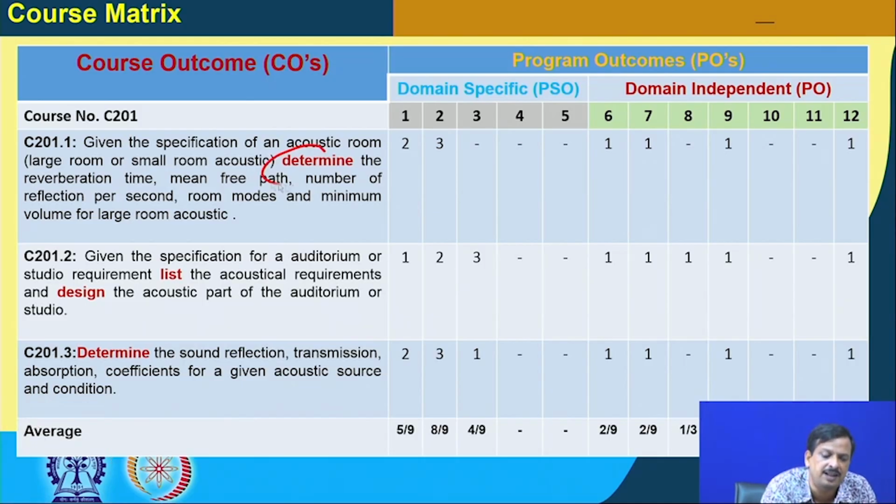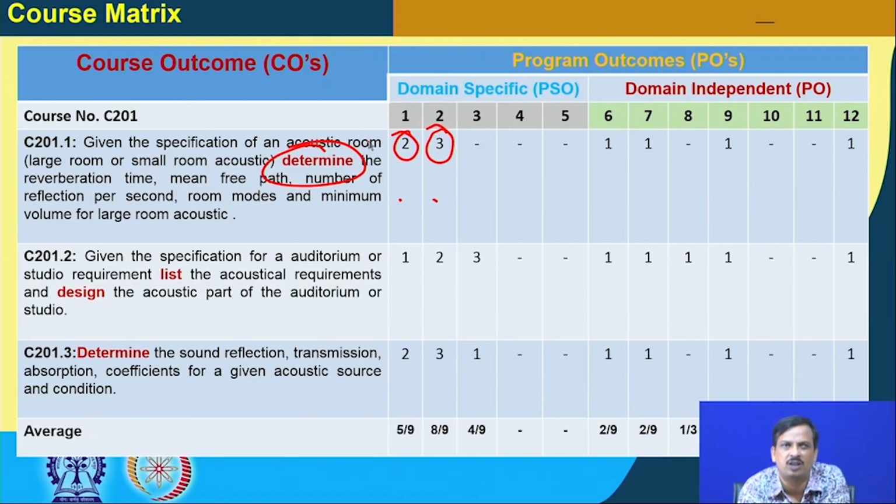So, determine is an analysis ability. Which PO says that? Application analysis. So, PO number 2 is highly correlated with CO number 1, that is why I put weight vector 3. When a student is able to determine the reverberation time, he has to solve a certain equation. So, they have a solving ability, that is why I put weight vector 2.